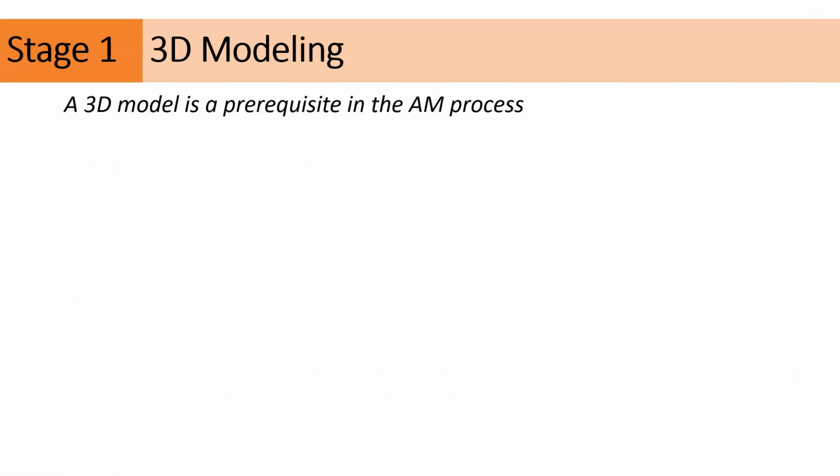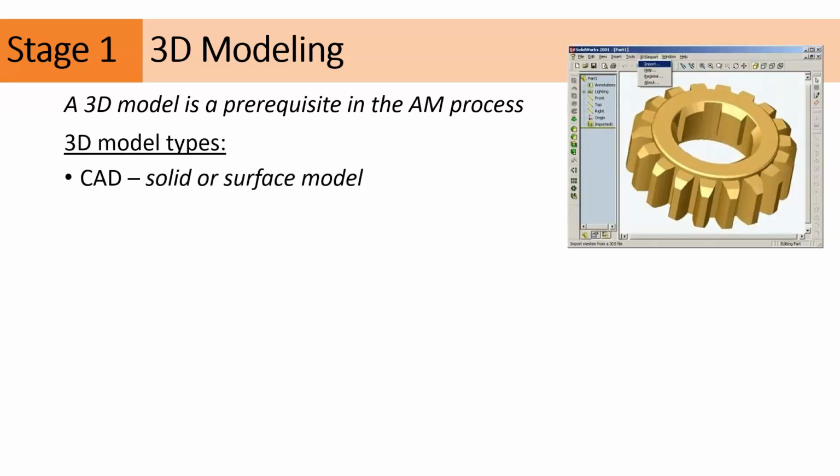So stage 1 is 3D modeling. All right, so a 3D model is a prerequisite in the additive manufacturing process, and we have different 3D model types. We have our ubiquitous CAD model, whether it's a surface or a solid model. Right, we can use either a solid model or a surface. It doesn't have to be a solid model.